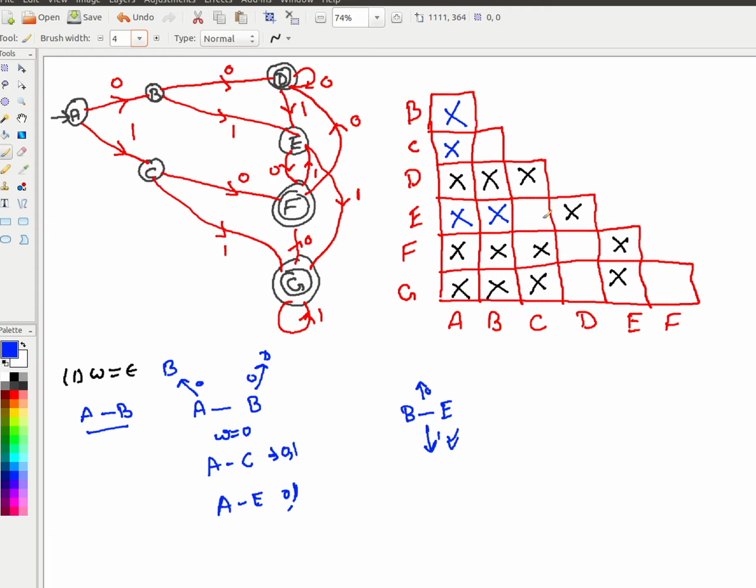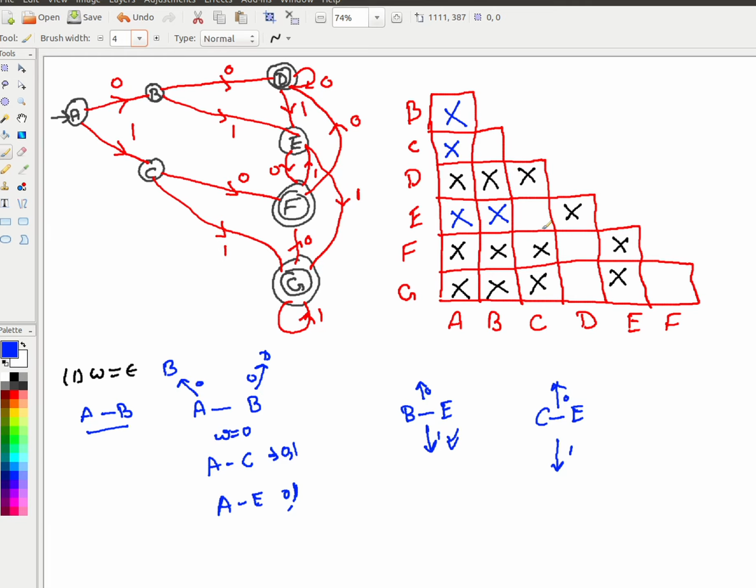Now what about C and E? Let's check C and E at 0 or 1. C at 0 goes to F, E at 0 goes to F. C at 1 goes to G, E at 1 goes to G. So we are not able to distinguish C and E at this level. I did not say that means they are actually equivalent. You are just saying that they are not distinguishable because of this 0 or 1.